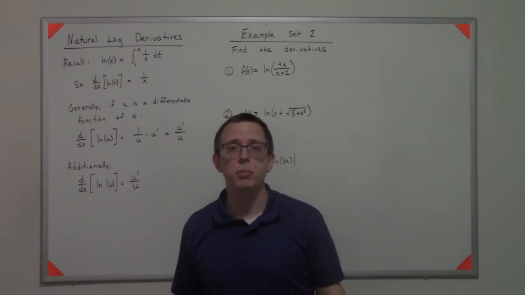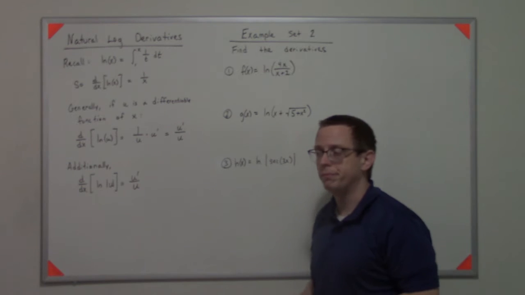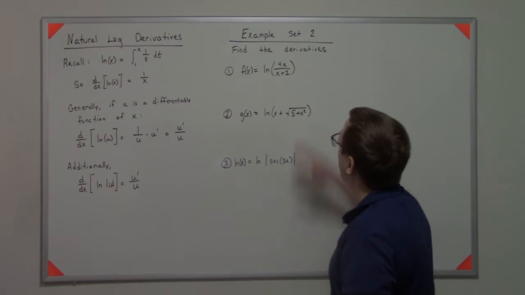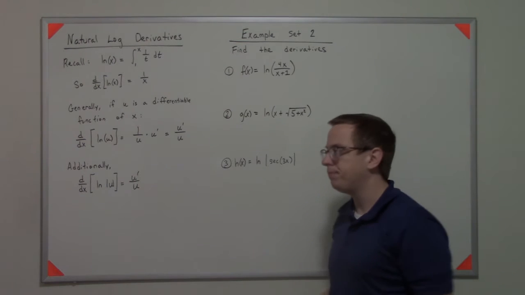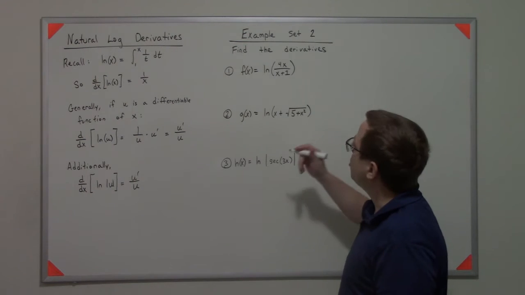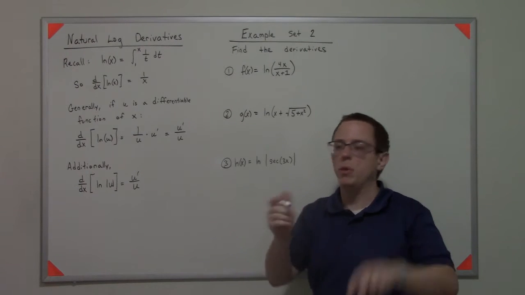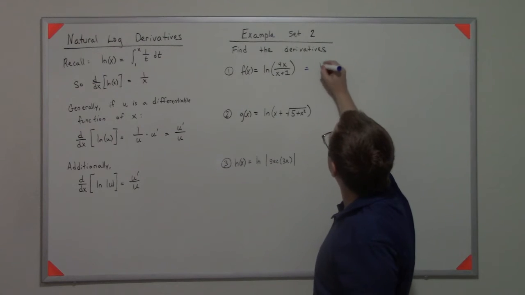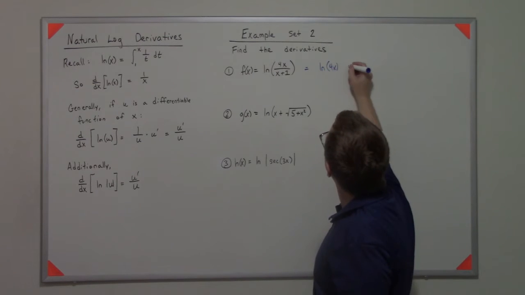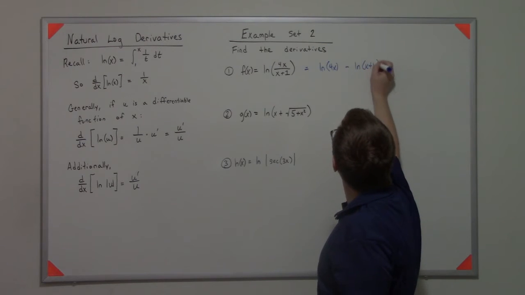Let's do an additional example set for derivatives of log functions just to give you some more examples. All right, so I have the natural log of 4x over x plus 1. To do that, I'm going to use the log rules that allow me to split this up. So that tells me that this function is natural log of 4x minus natural log of x plus 1.